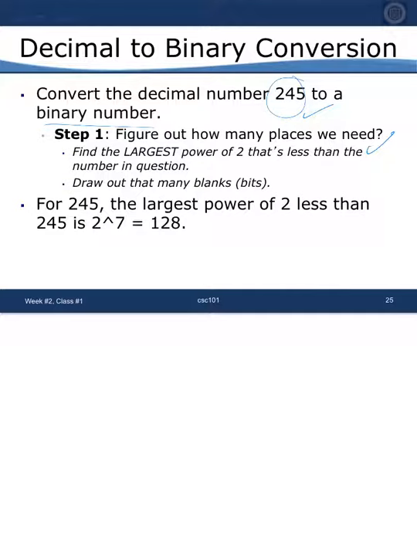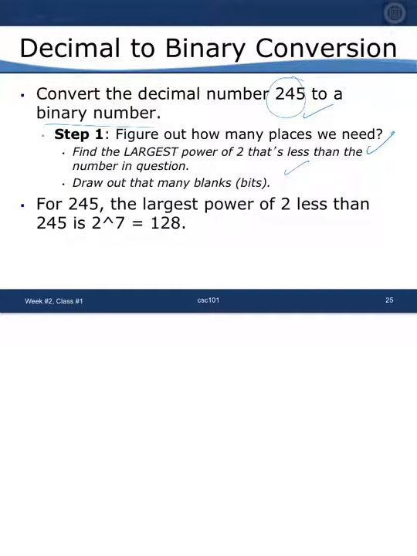For that, I want to ask, where do I stop? What's the biggest place value? Obviously, I don't need a place value that's 1024, which we saw a few slides ago. I obviously don't need that digit because it's way more than 245. So I might do a very simple thing, like draw out blanks until I at least get to 245, so I'll know where to stop.